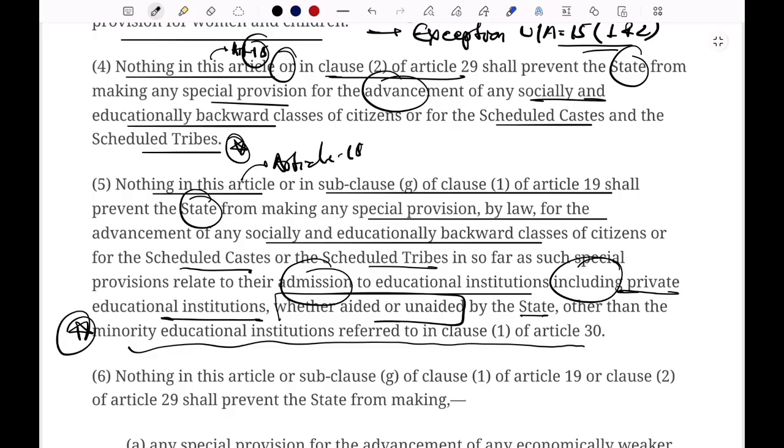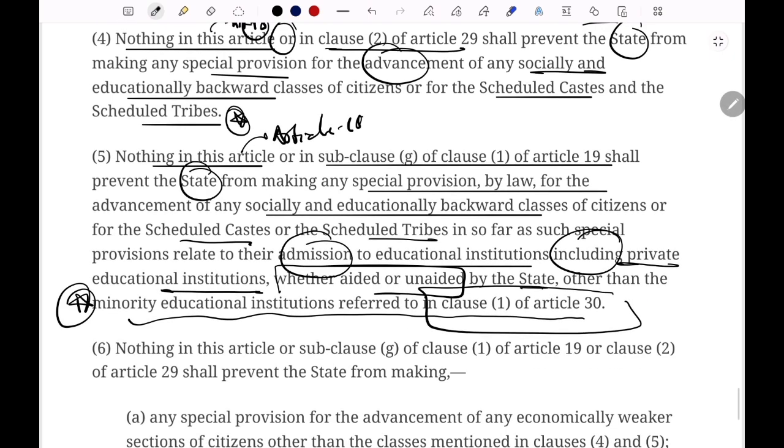That is, it was also added by the 93rd Constitutional Amendment Act in 2005. Because the state may provide reservation in government education institutions, aided institutions, unaided private aided institution or unaided private. The state may provide reservation in government education institutions as well as private institution, whether aided or unaided. The beneficiaries are the socially educationally backward class, scheduled class and scheduled tribes. But there is an exception. The exception is that the minority education are exempted. They are protected under article 30 clause 1.